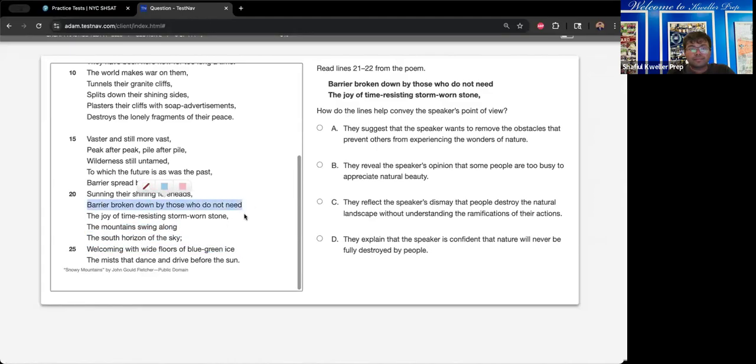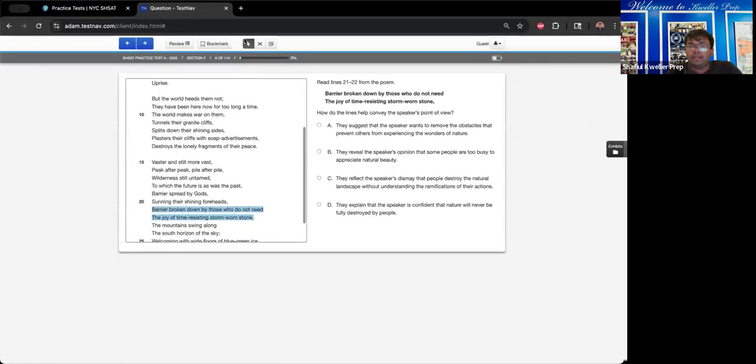So how do these lines help convey the speaker's point of view? They suggest that the speaker wants to remove the obstacles that prevent others from experiencing the wonders of nature. It's not what this passage is even about. It's not the fact that people want to experience the wonders of nature. It's more like the author is directly addressing the people who are destroying nature and saying how nature continues to expand. So it should not be A.